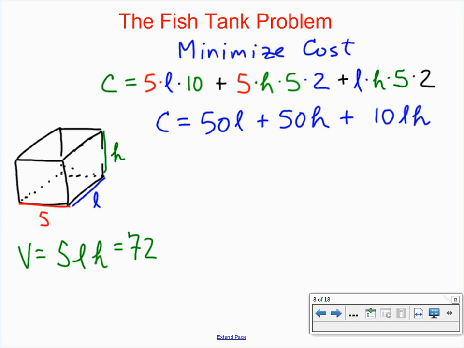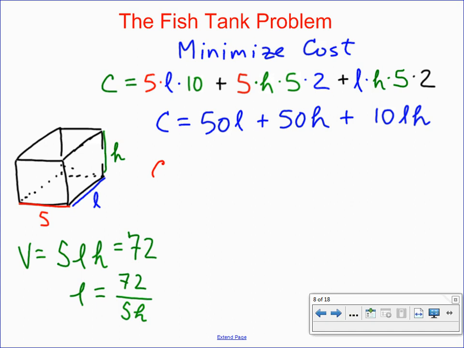Looks like we've got 2 L's and 2 H's, so I don't know if it matters. What's that? Go with L and work with H's? Okay, let's solve for L, which then would be given by 72 over 5H, and we'll work with H's.